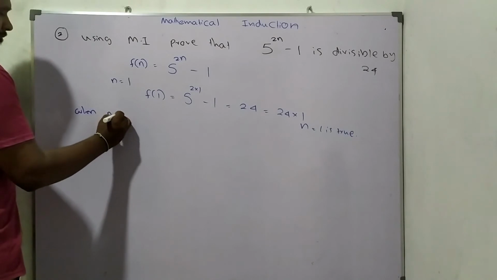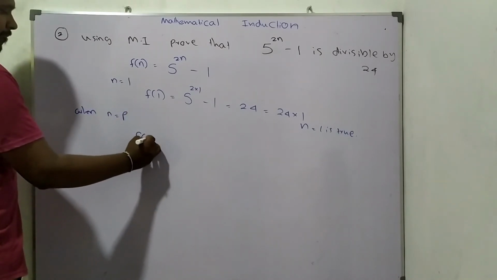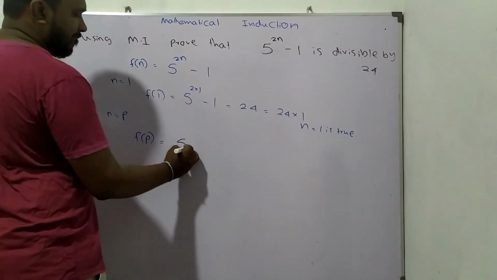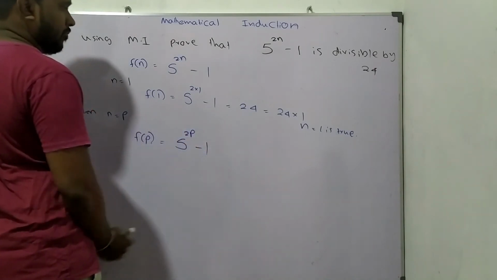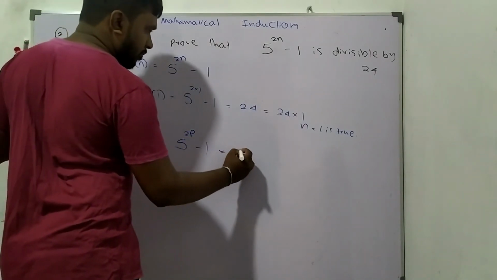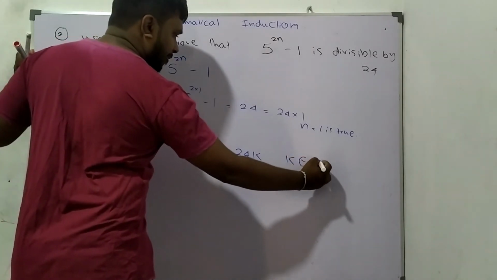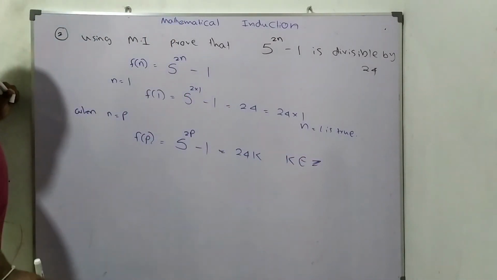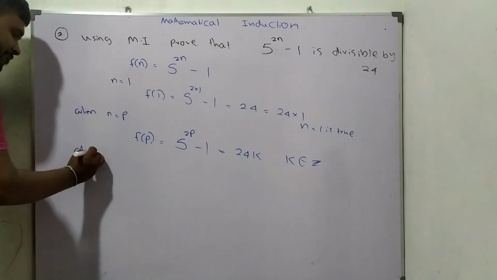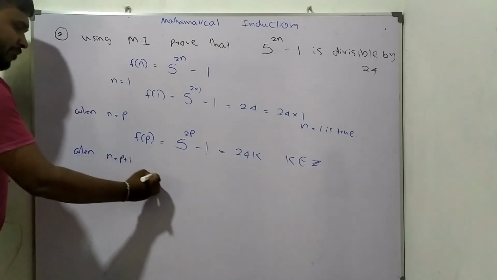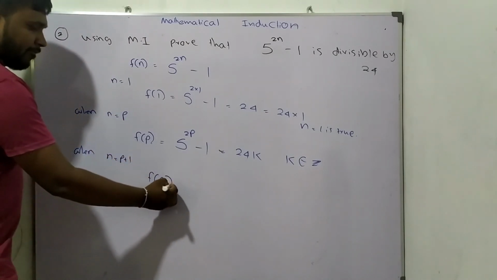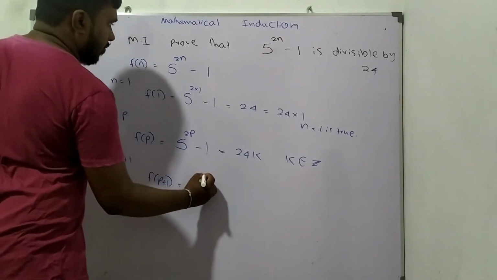Next, n equals p, we assume it is true. So we assume 5^(2p) minus 1 is divisible by 24. It's 24k, where k is an integer. And the next step was n equals p plus 1 will be true. So you have to show this will be true.